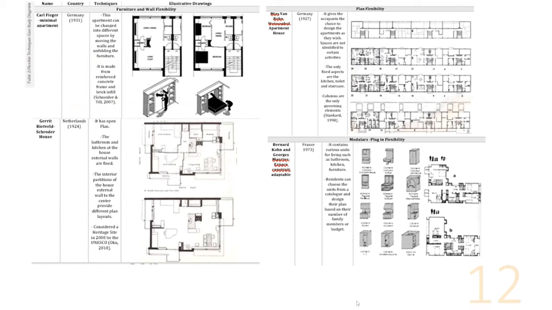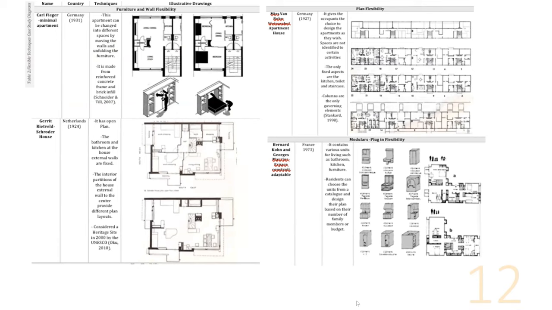The literature also covers a set of case studies from Germany, the Netherlands, and France of houses and apartments, where the apartments and houses were able to change into different spaces by moving the walls. There were also plans that give the occupants the choice to change and design the apartments or houses as they wish, and the use of modular plug-ins for flexibility, containing various living units such as the bathroom and kitchen.